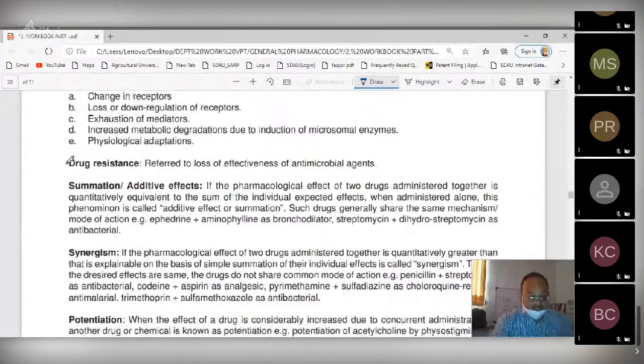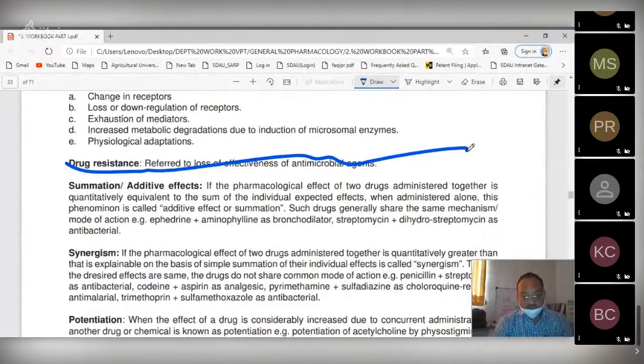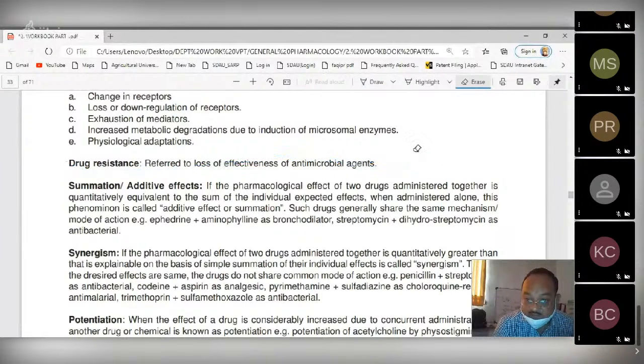Now drug resistance. What is drug resistance? Already we know about antimicrobial resistance. In antimicrobial therapy, if you give the drugs, the bacteria are not affected. Your drug is not able to kill the bacteria, it is not able to inhibit the bacteria. The bacteria will multiply without any effect of the antibiotic. That is known as drug resistance. So loss of the effectiveness of an antimicrobial drug is known as drug resistance.